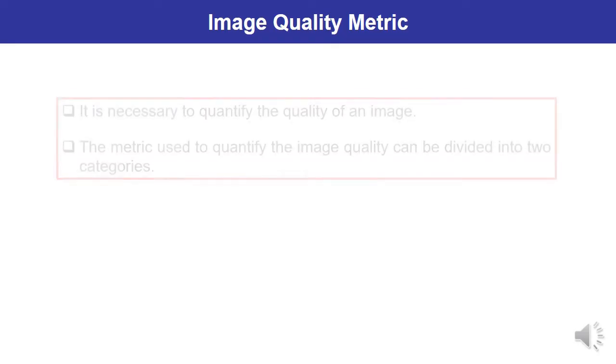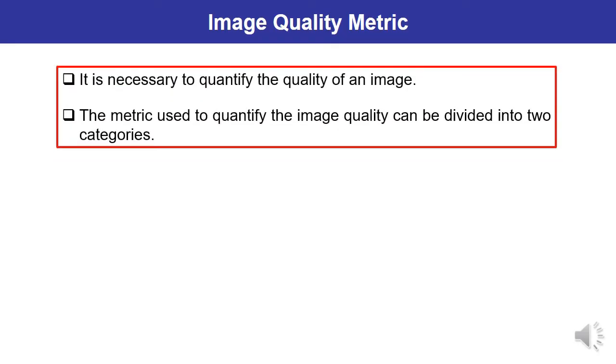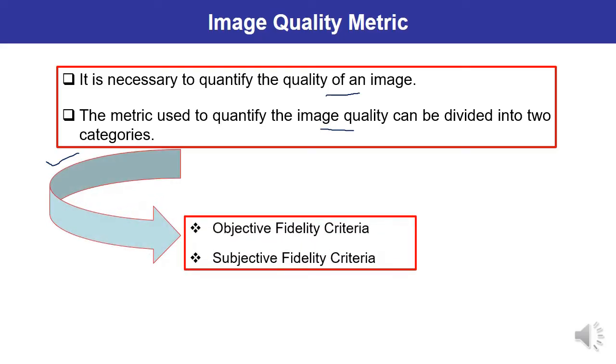The next and last topic of today's lecture is image quality metric. What is image quality metric and why is it important? It is necessary to quantify the quality of an image. This is always very important because unless we are able to quantify it, our purpose is not going to be fulfilled. So the metric used to quantify image quality is divided into two categories: objective fidelity criteria and subjective fidelity criteria.